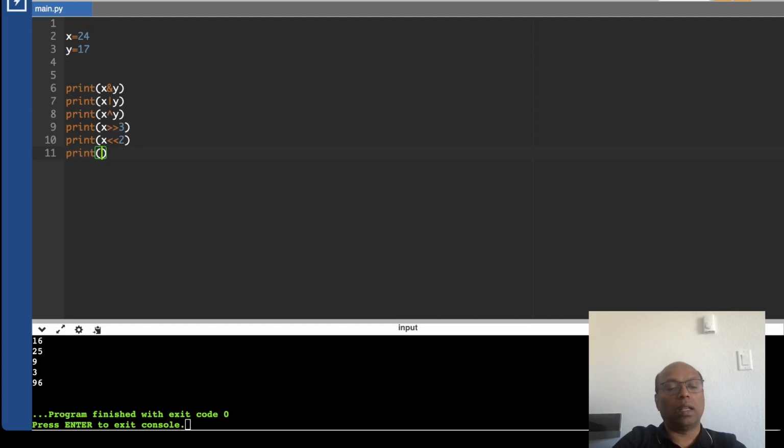Print inversion of X will give you what? Minus 25, right? That's what we said. Now you must ask why we are using this. The bitwise operators: if you know how to solve a problem using bitwise operators, your program will run faster.